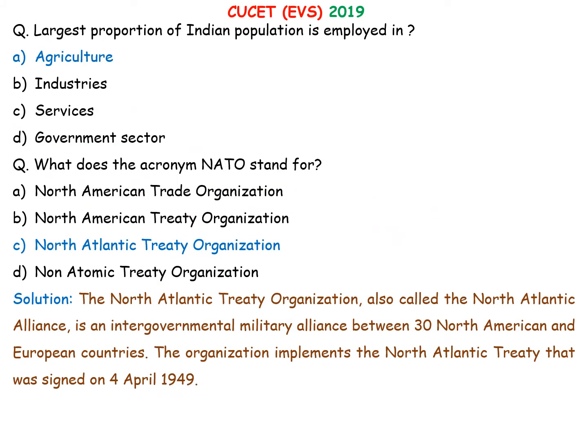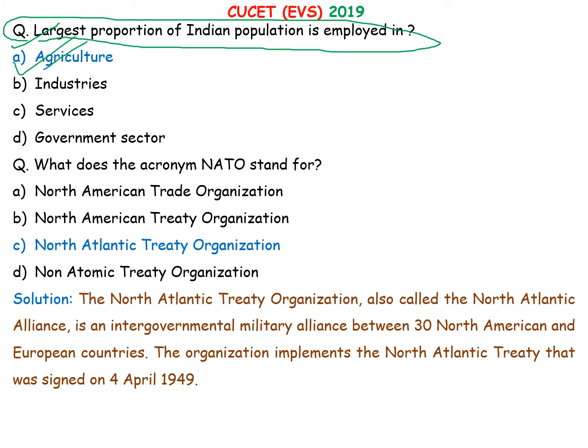Now the question is: the largest proportion of the Indian population is employed in which sector? As we know, this is a very common question because most of the Indian population is doing agriculture. They are coming from an agricultural background. The answer will be agriculture. This is a very simple question.